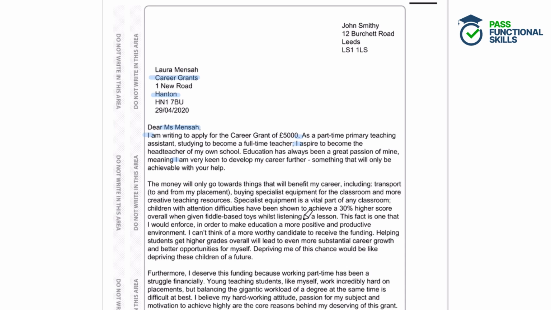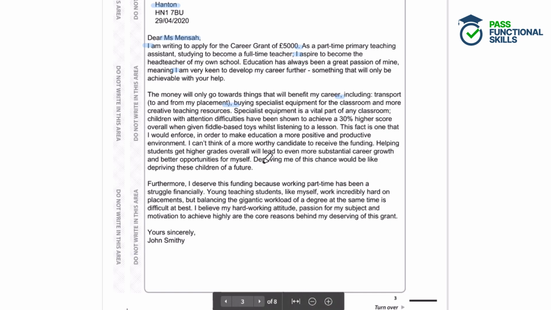effective use of commas. So commas have been used to separate different clauses within sentences and add pieces of information. They can also be used to create lists. So for example, we've got the money will only go toward things that will benefit my career, and then we've got a comma to include some more information, followed by some commas used in a list. So transport to and from my placement, comma, buying specialist equipment for the classroom. So try to use commas in your answer to add additional information and to ensure that you are breaking up parts of your sentences.